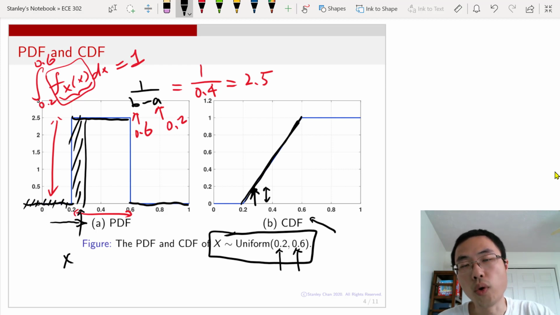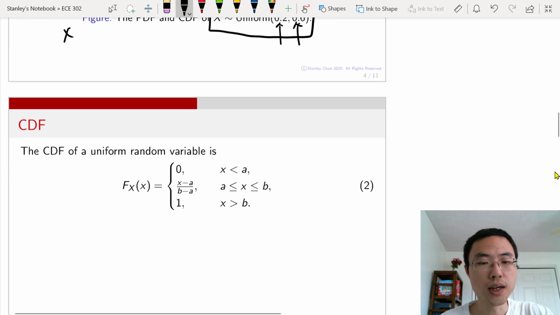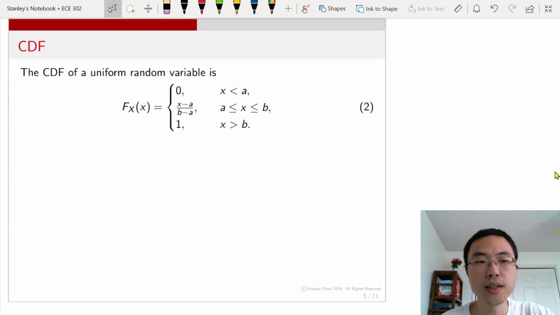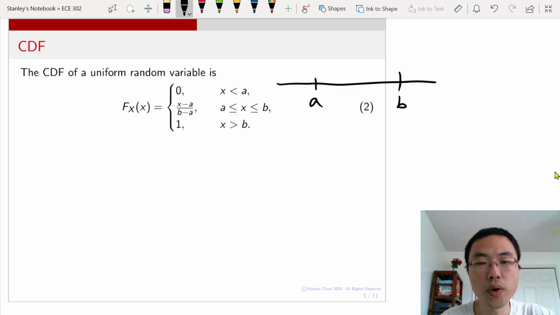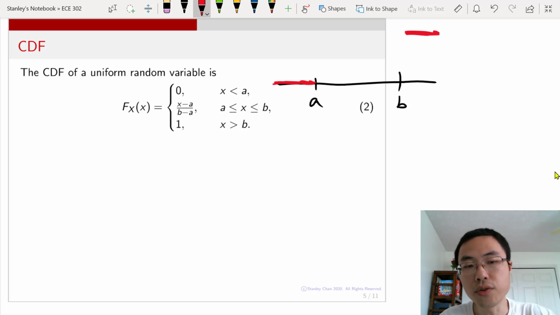Now, if you wonder what is the equation for this CDF, here is the equation. The CDF of a uniform random variable is given by this. It has 3 segments. You have a and b. When x is less than a, this equation says that it is always 0, and when x is bigger than b, it is always 1. Just to remind you that a CDF is a function that is monotonically increasing, or at least not decreasing, so it has to go up. It starts from 0, and it goes all the way to 1.